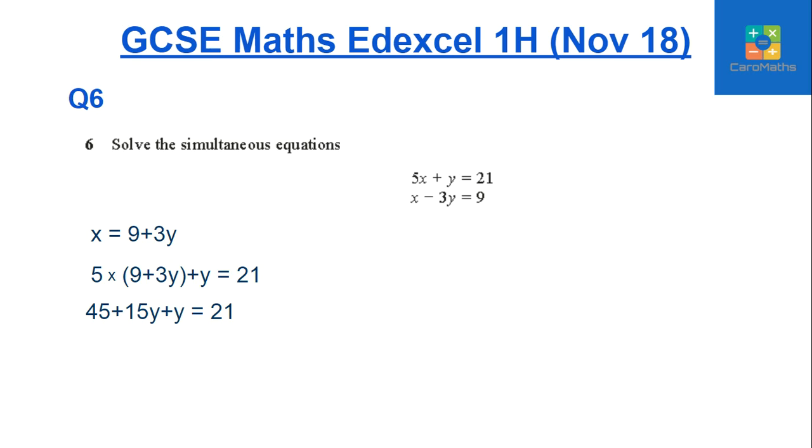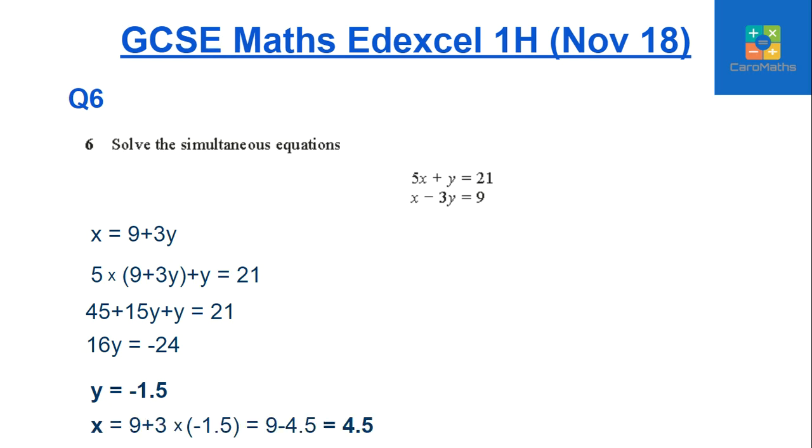And this can be simplified to give us 16y equals minus 24. And now we divide both sides by 16 to give us y equals minus 1.5. So we've already rearranged the second equation for x in our top line, so we can now just put in the value of y to get x equals 9 plus 3 times minus 1.5. And that's 9 minus 4.5, which is 4.5.